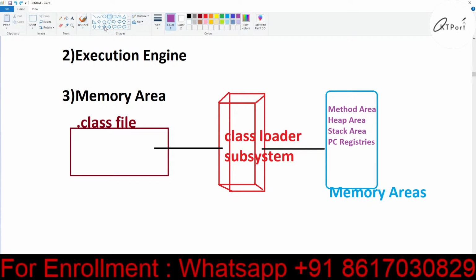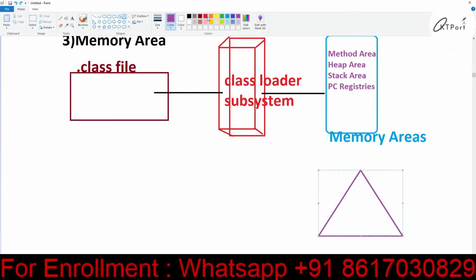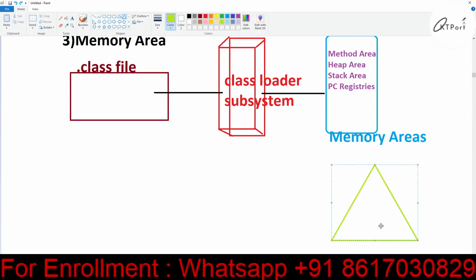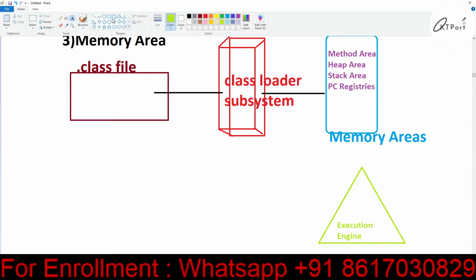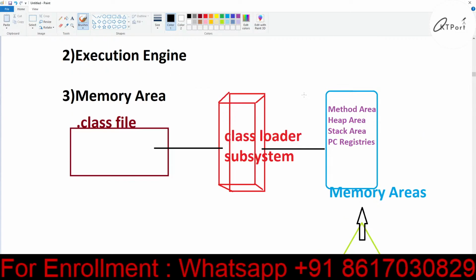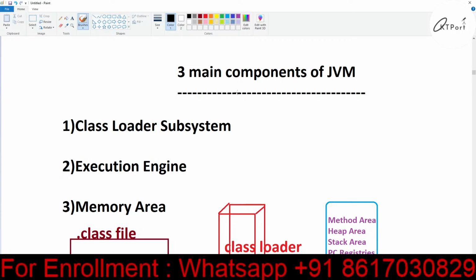When your code is stored in the memory area, there is something that needs to read your code line by line, and that something is called the execution engine. What does the execution engine do? The execution engine executes the code in the class file line by line, which is loaded in this memory area. That's it.